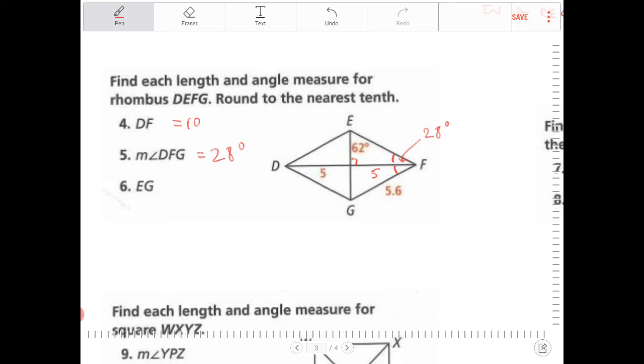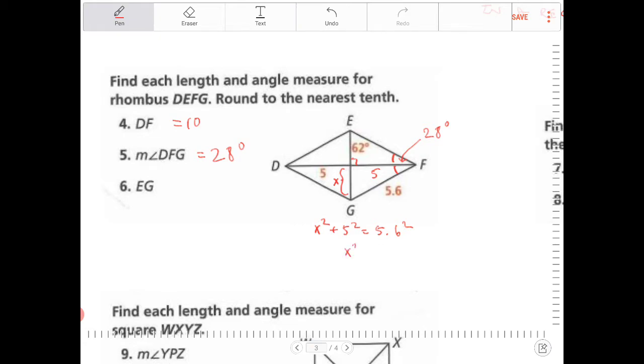And then we're asked to find out what EG is. So to find out what EG is, that's this side right here. Since I know one of the sides is 5.6 and one of the other sides there is 5, I can use the Pythagorean Theorem to find out half of EG. So I'm going to call this side here x. x squared plus 5 squared is equal to 5.6 squared.